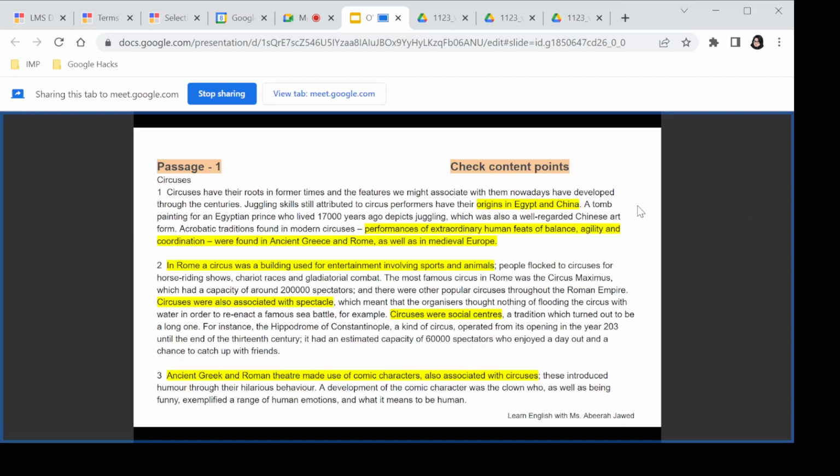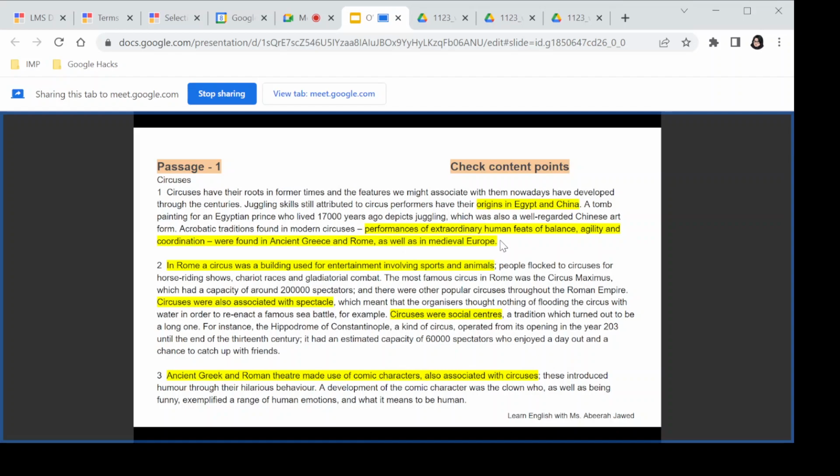All right. The first point was given to us: origins in Egypt and China. The next point was the evolution. Performance of extraordinary human feats of balance, agility, and coordination were found in ancient Greece and Europe. Sorry, in Rome, as well as in medieval Europe.